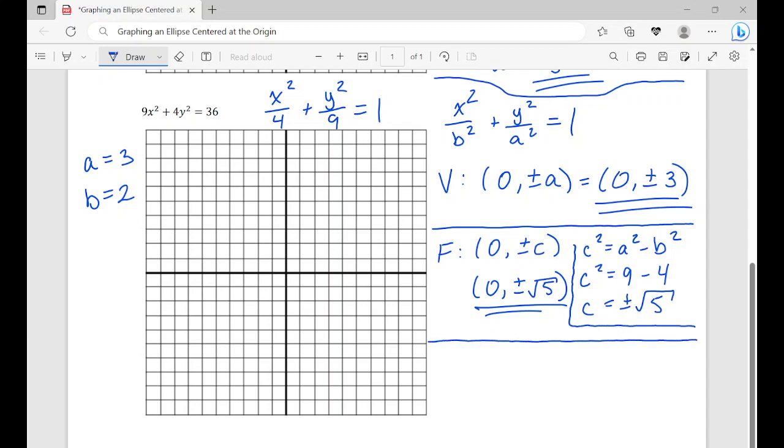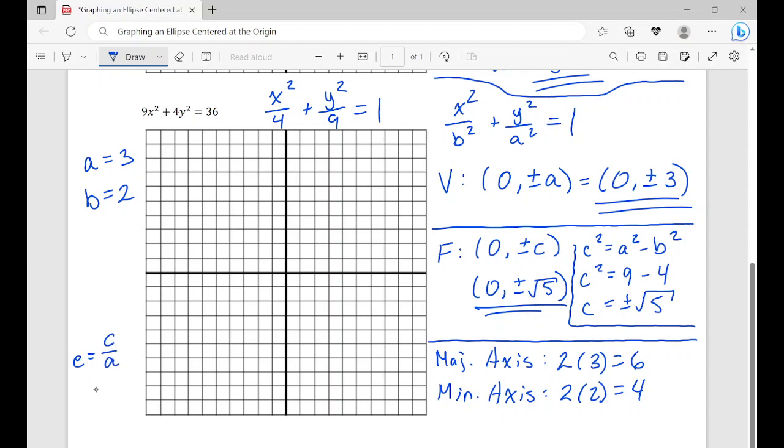Next, we're going to find the major and minor axis. Major axis length, same as before, 2 times a. So 2 times 3 is 6. And the minor axis length is 2 times b. So 2 times 2 equals 4. Eccentricity, same thing as before. So eccentricity is going to be c over a, which in this case is going to be square root of 5 over 3.